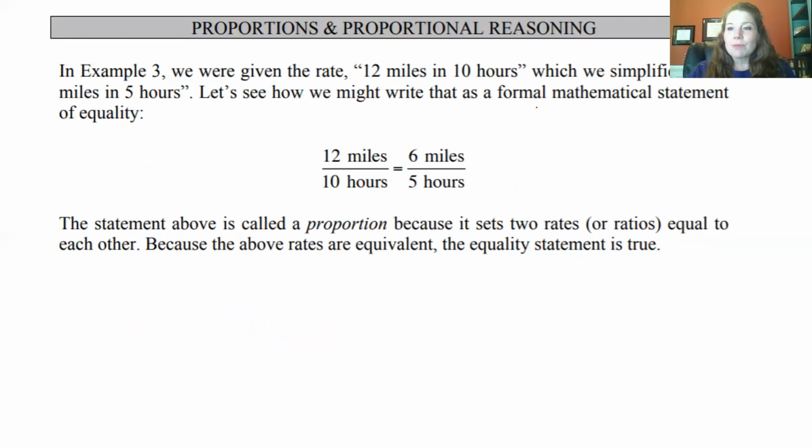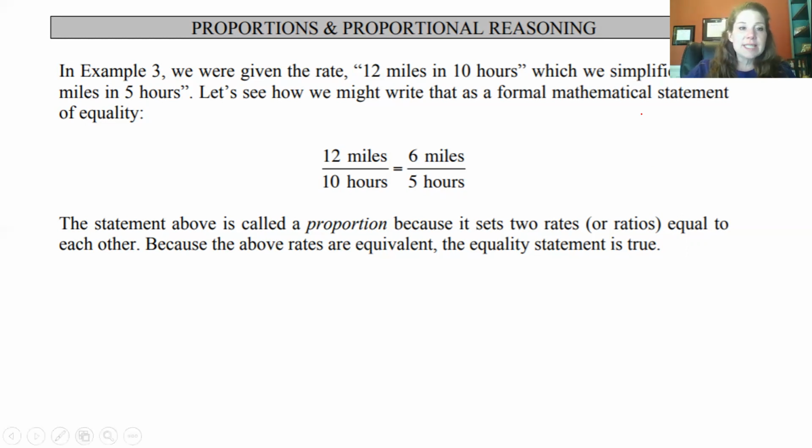All right, now we're moving on to proportion. So if you have two ratios, like 12 miles for every 10 hours, and then another ratio 6 miles to 5 hours, when those two ratios are equivalent, and you know they are because they've even put an equal sign between them, that means those ratios are proportional, or in other words, they form a proportion.